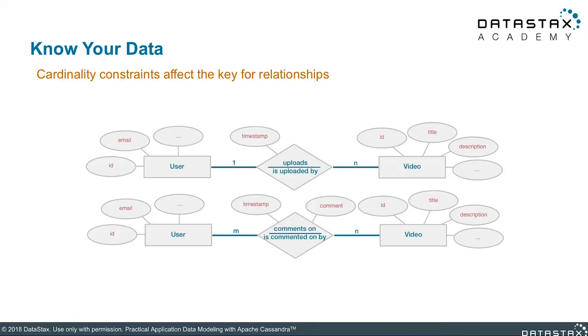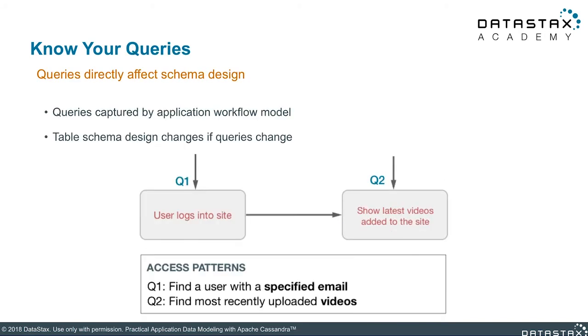Remember when we were talking about keys for our relationship types? Again, remember the cardinality of the relationship type determines the key for the relationship type. By building the application workflow diagram, you now have your queries. That's critical to understand what you need in your data model.